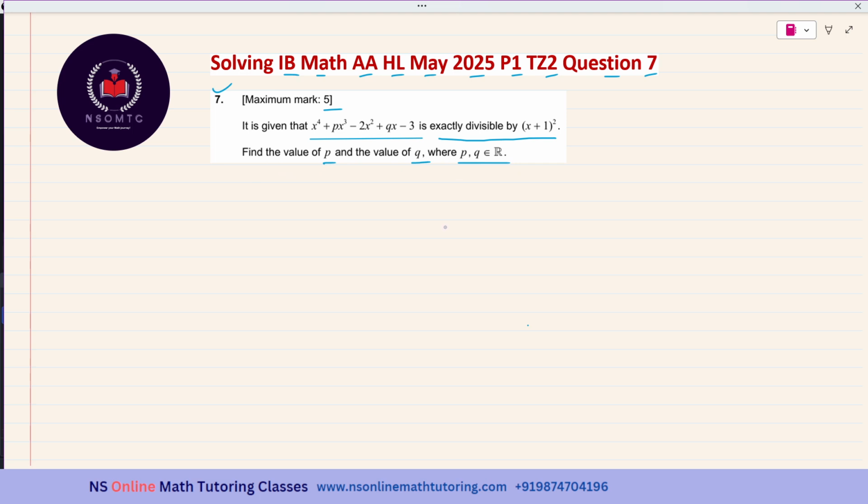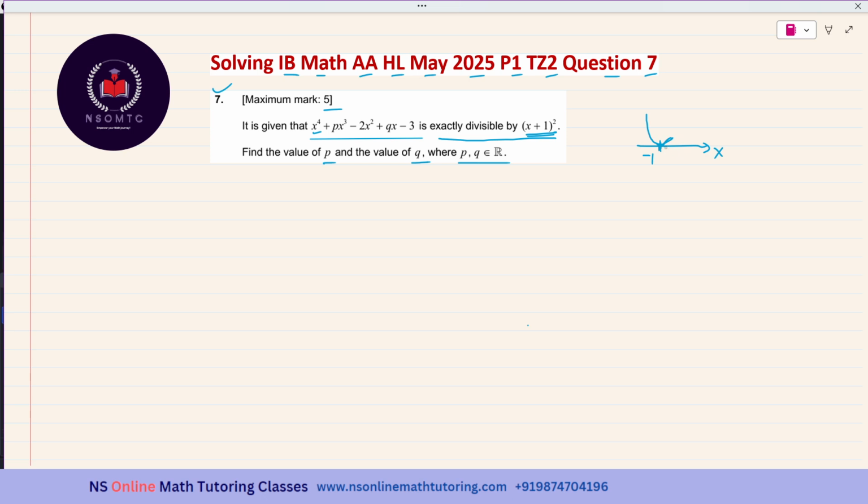Okay, so there are multiple ways of solving this question. You can use the remainder theorem. Because this is a repeated root at x equal to -1, and x to the power of 4 is a positive term, the graph will just touch the x-axis at the -1 point. So this will be a local minimum, and the first derivative will be equal to 0.